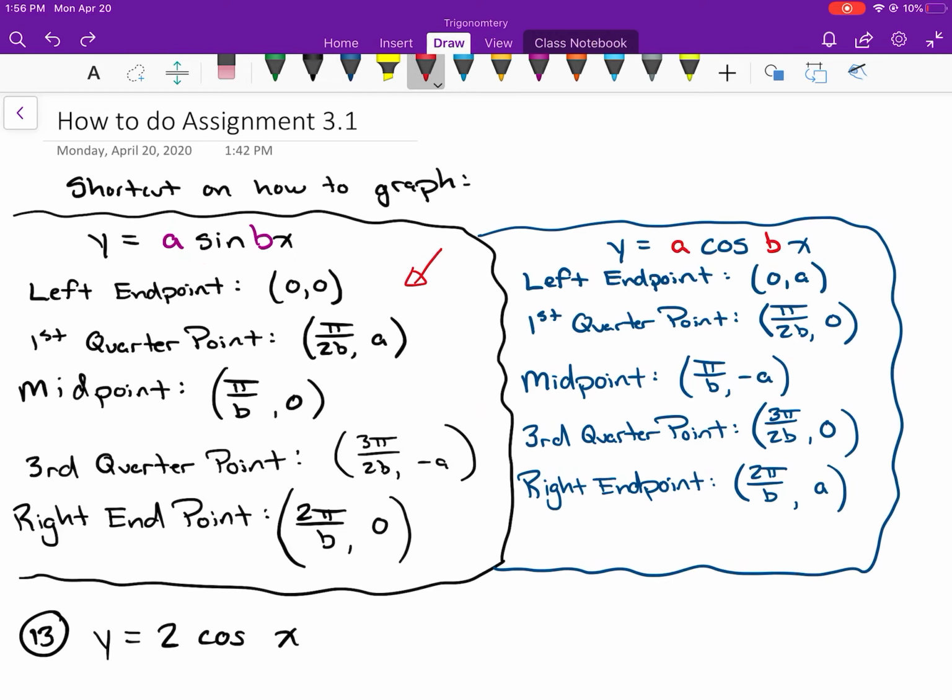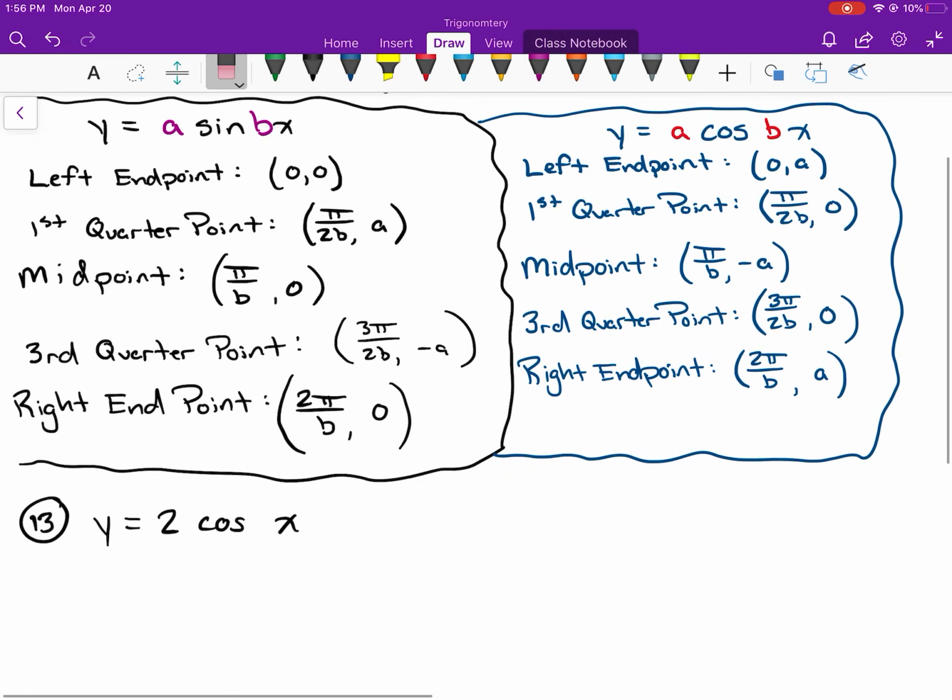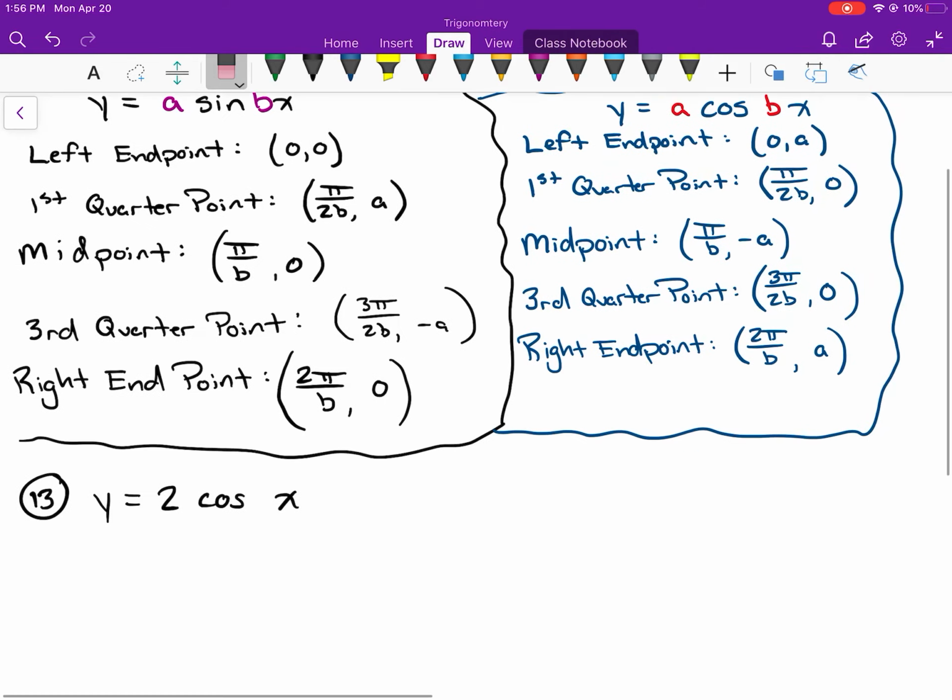Alright, that's for sine. And then over here, this block, you're gonna need this for cosine. So depending on the problems, depending on which one we're going to use, I'll go into more detail as we go through the problem. Alright, so our first problem is number 13, which is y equals 2 cosine of x.